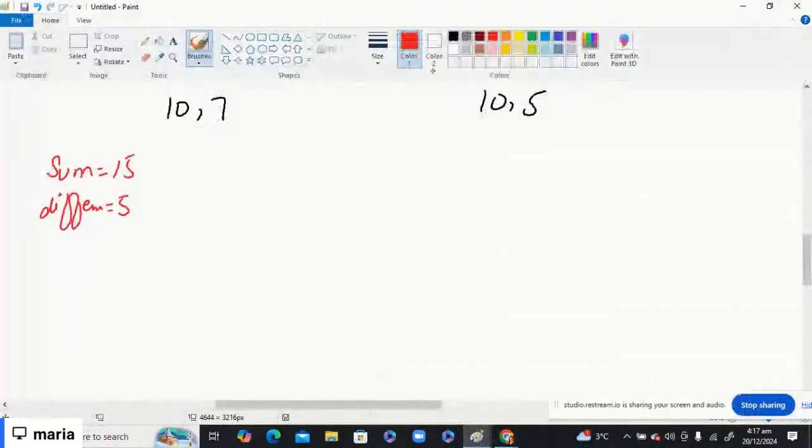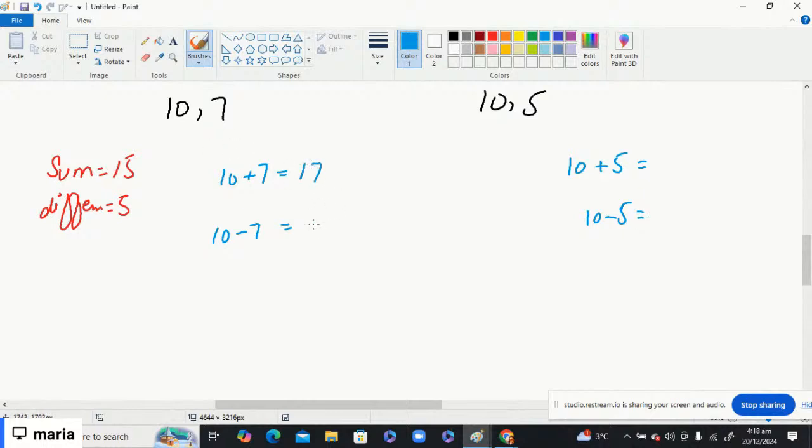Let's do it. Check it out. 10 plus 7, 10 minus 7. Let's see the answer. 10 plus 5, 10 minus 5. So 10 plus 7 is 17, 10 minus 7 is 3. 10 plus 5 is 15, 10 minus 5 is 5.